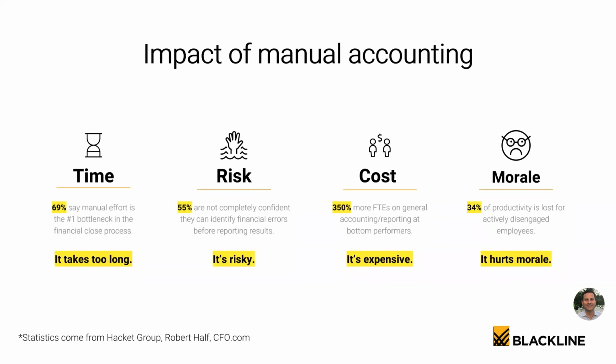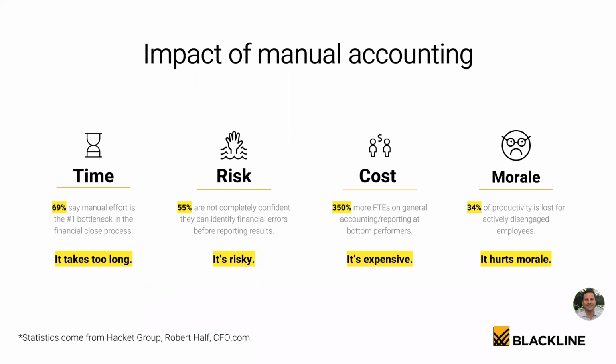Why isn't it sustainable? It really boils down to four things: time, risk, cost, and morale. The time your team dedicates to manual tasks becomes a bottleneck, and it causes your month-end close to take longer and longer to complete. And it's risky to complete tasks manually in Excel because it's hard to prevent mistakes, and that can lead to inaccurate financial reports or just forgetting to do key tasks.